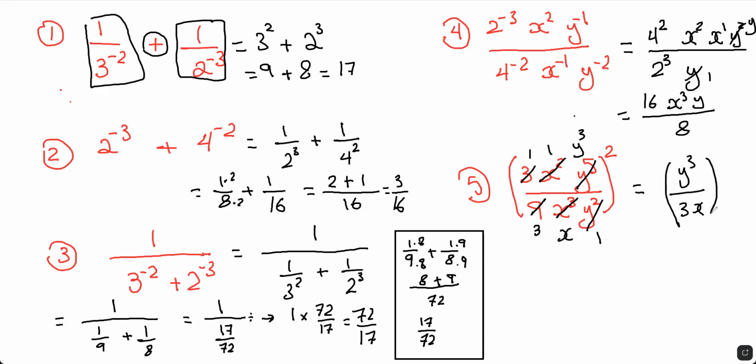And then you have the square still there. Now you apply the square, okay? When you apply the square, remember that 3 has a 1 on top and the x has a 1. And you multiply the exponent outside into all the exponents inside. And that will give you y to the 6, 3 squared, which is 9, and x squared. And your final answer should be written as y to the 6 over 9x squared.